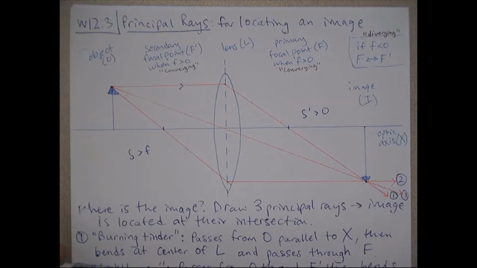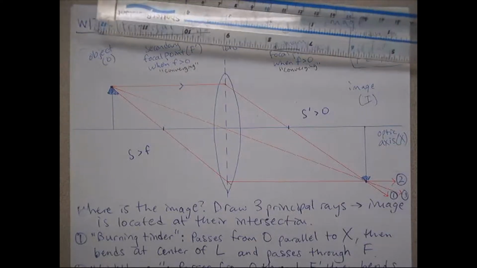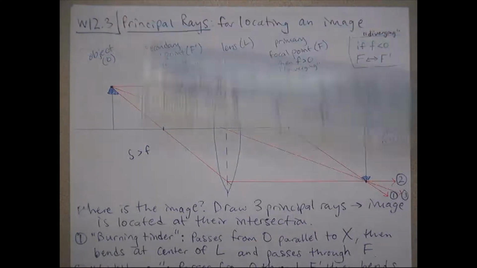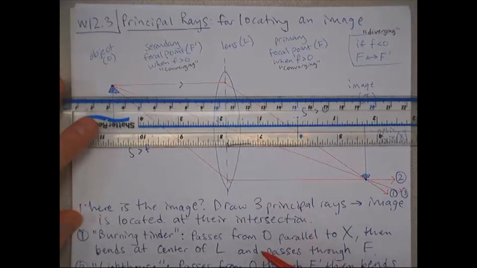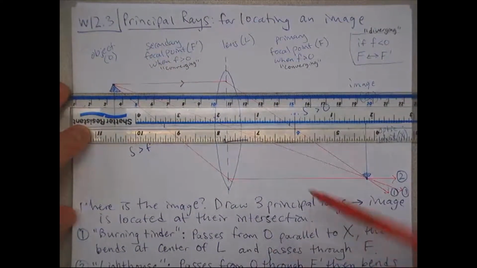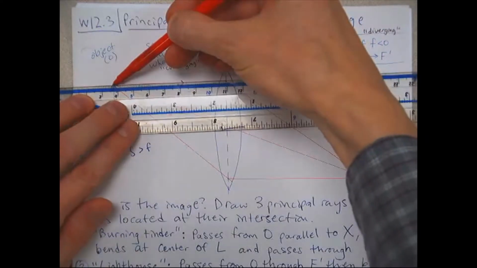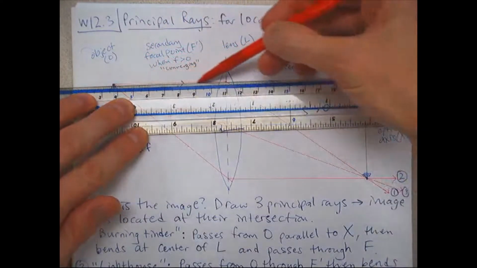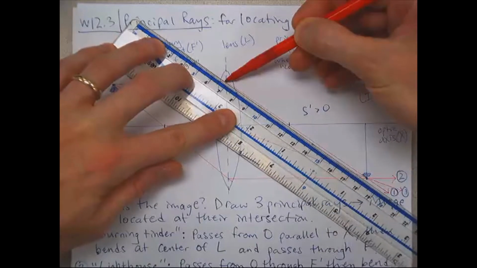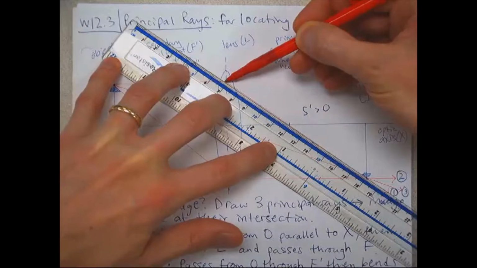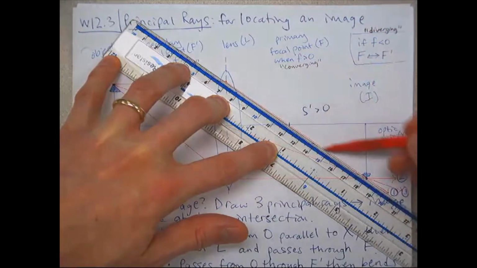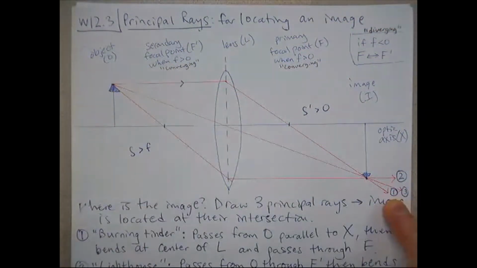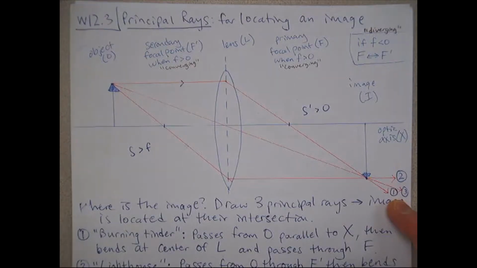I've asked my students to name these over the years. The first we call the burning tinder light ray, which passes from your object parallel to the optic axis, bends at the center of the lens L, and passes through the primary focal point, like so. So this was labeled light ray 1.